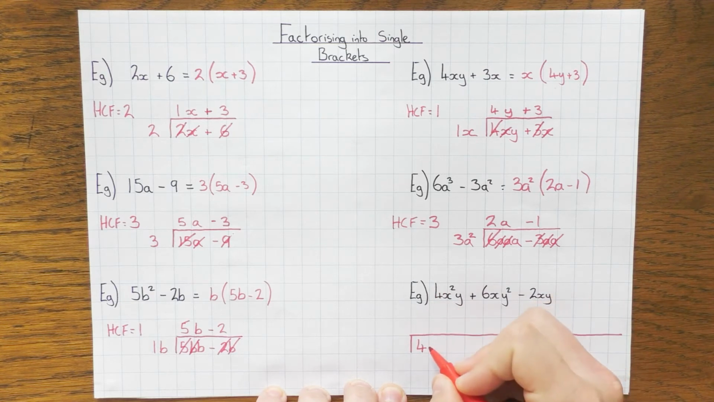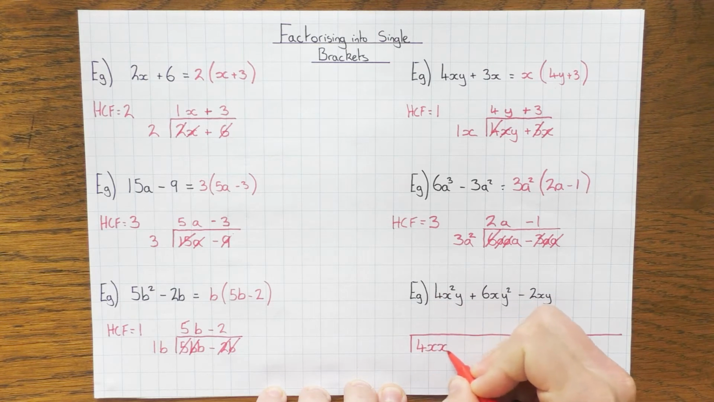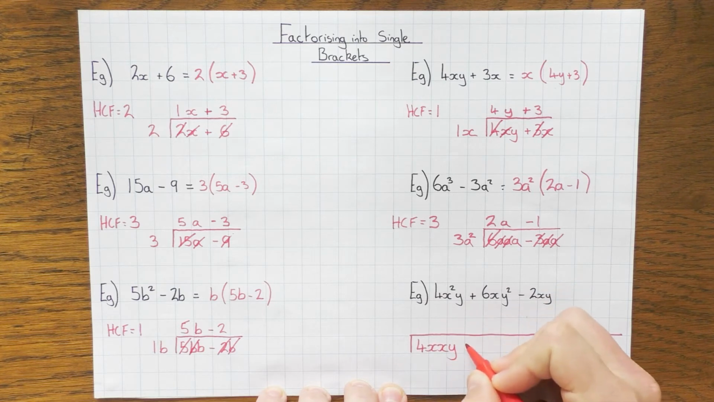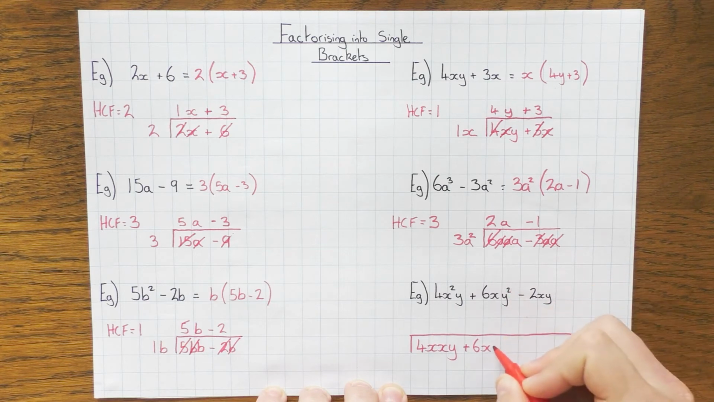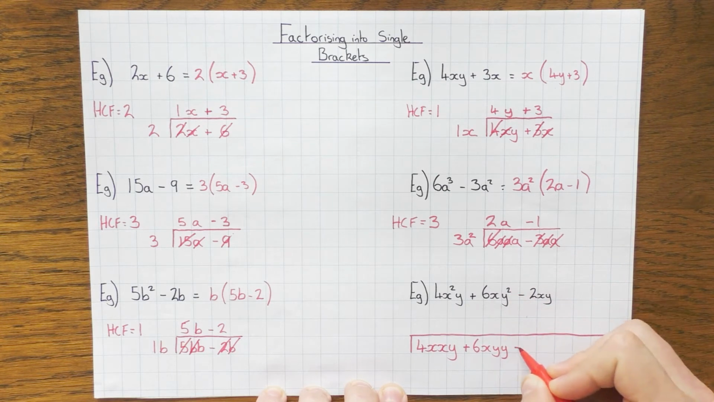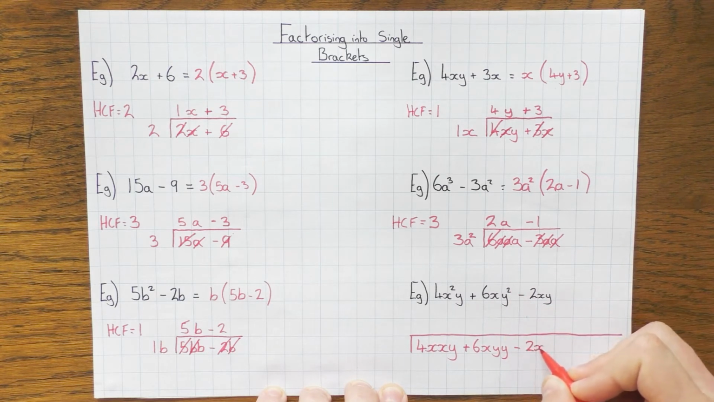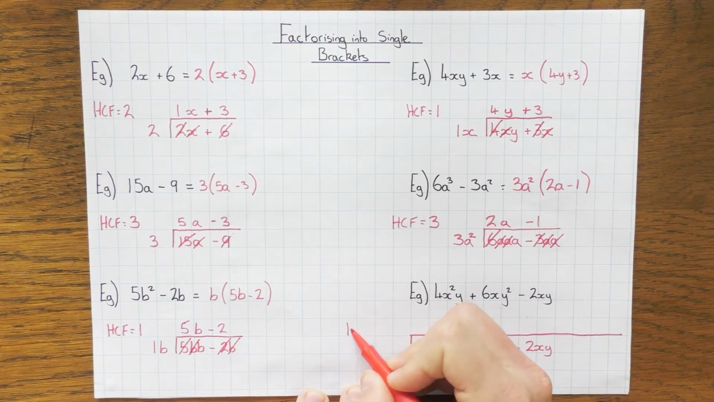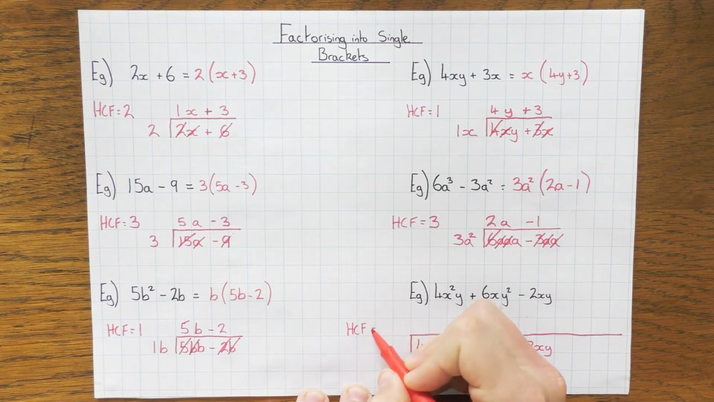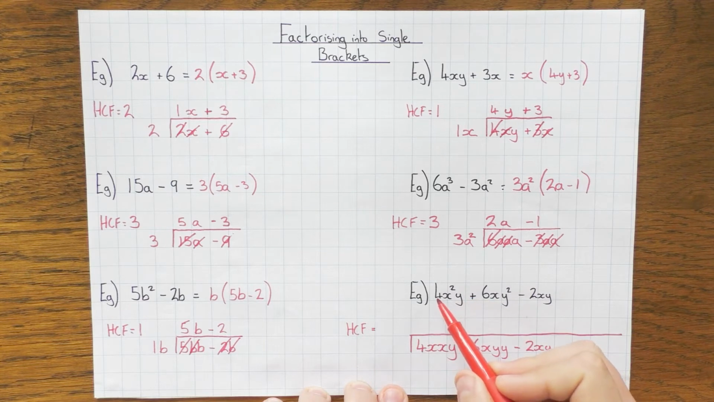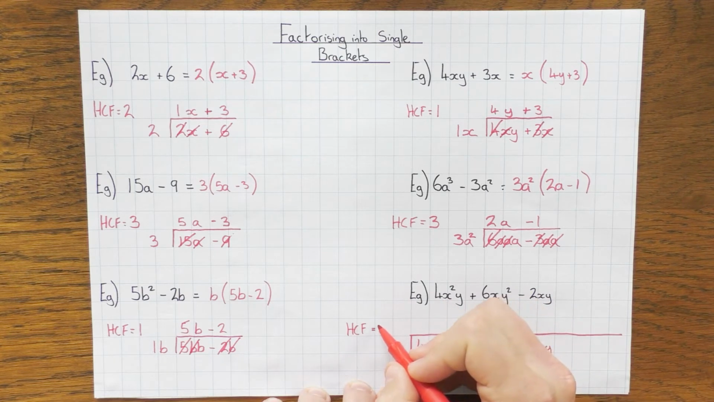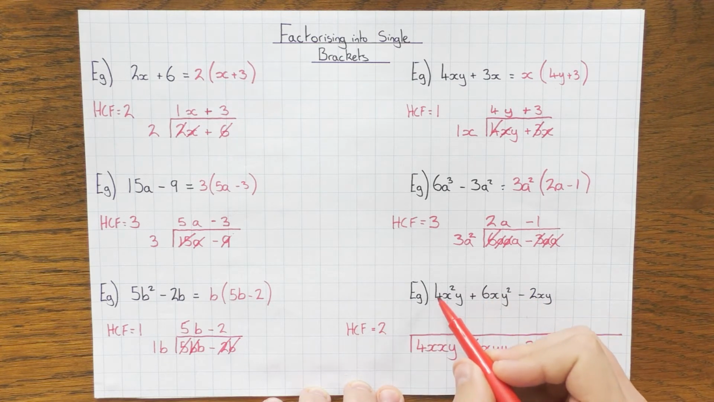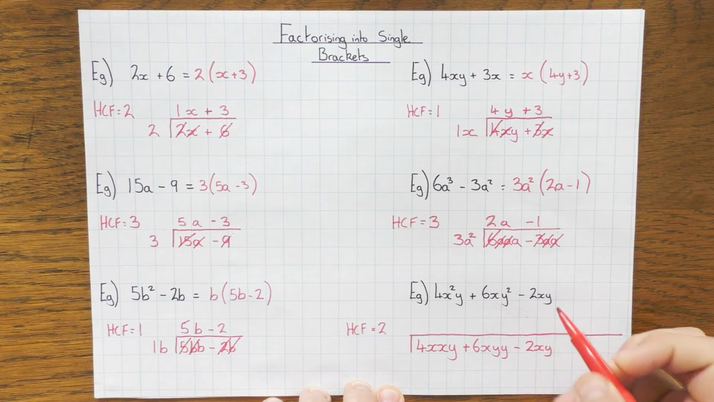So I've got 4x squared, so that's x times x, so xx. Then I've got my 6xy squared, so yy, minus, and then just 2x, and all, so that's fine. And highest common factor. So what's the highest number that goes into 4, 6, and 2? It has to be the highest common factor that does go into all 3. Well, 2 is the highest common factor in this case. 2 goes into 4, 2 goes into 6, and obviously 2 goes into 2.